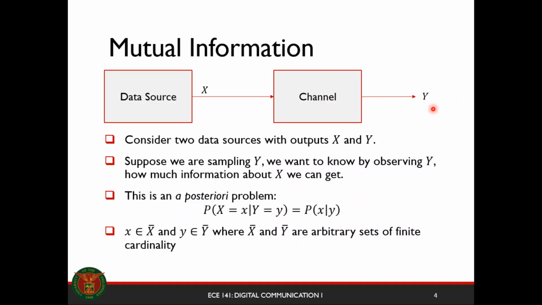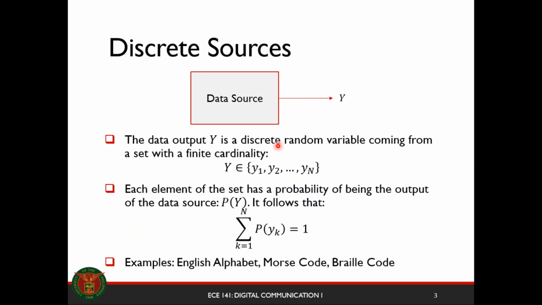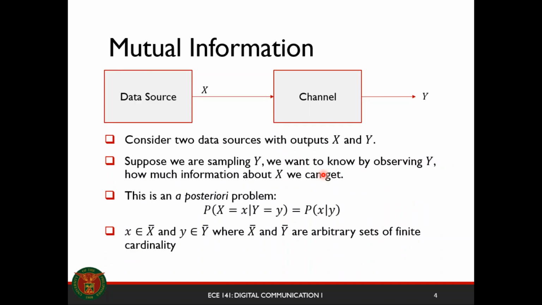Suppose we are sampling y. We want to know what was transmitted, which was x, but we can only sample y. So recall that this is actually an a posteriori problem. We want to know what x is given y. So x would be from a set X bar, y would be from a set Y bar, and both of these sets have finite cardinality. So basically, they only contain some number of elements or symbols.